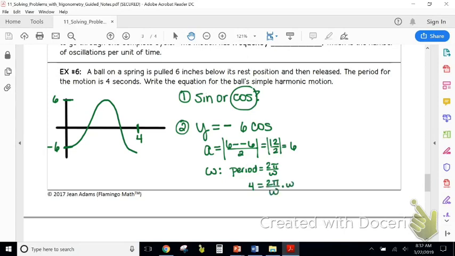So multiply by the denominator, and then divide by the 4. And we find omega is equal to? Yeah, pi over 2. And so we get pi over 2 and then t. And there's our equation.